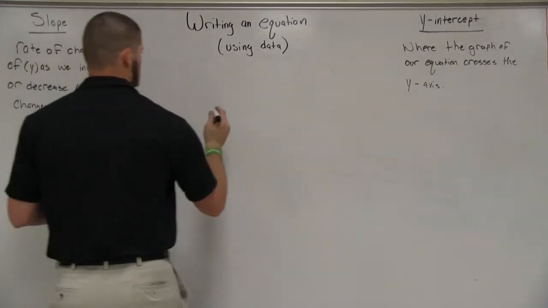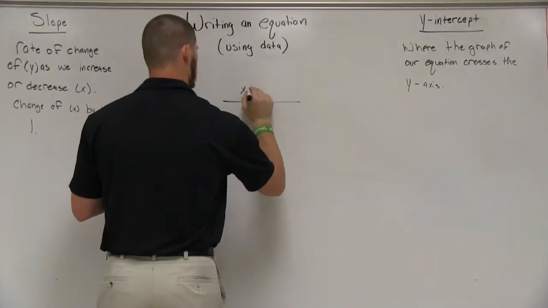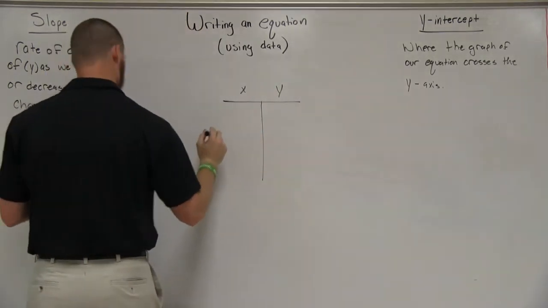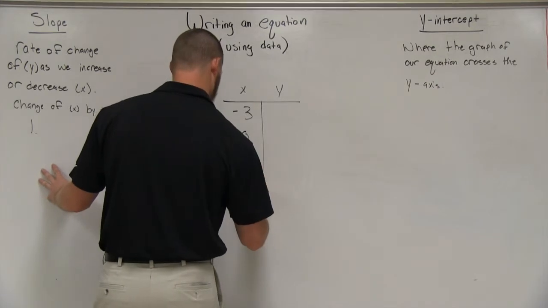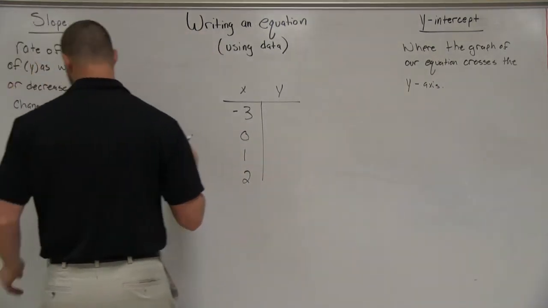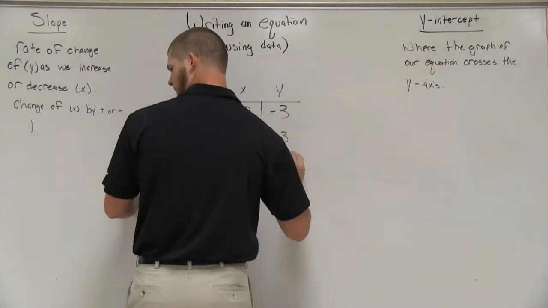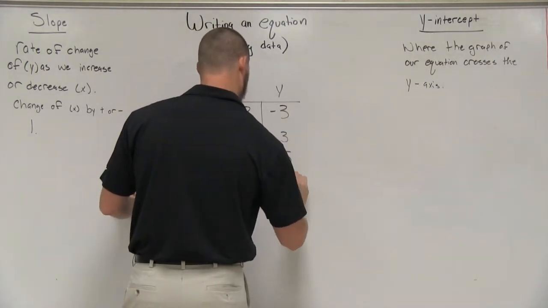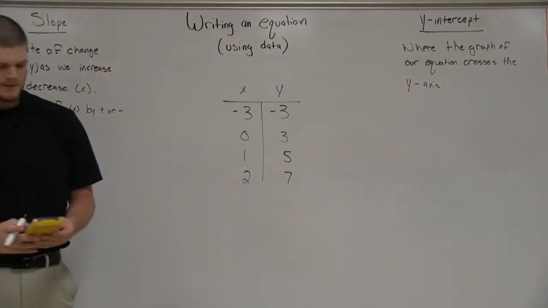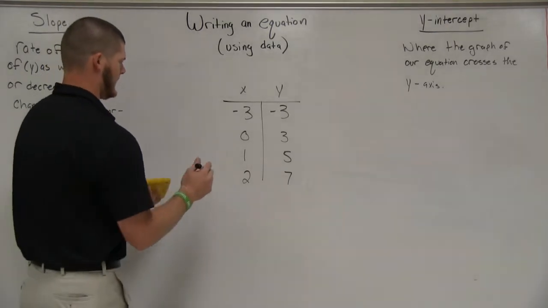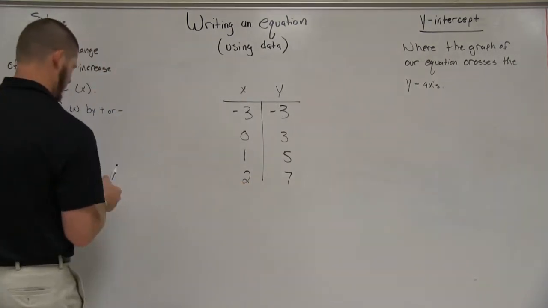an equation. So let's take, for example, we're going to use this data right here, x, y. We're going to use -3, 0, 1, and 2. And our data for these numbers are going to be -3, 3, 5, and 7. So at -3, our value is -3. Again, you can see how this plays out.